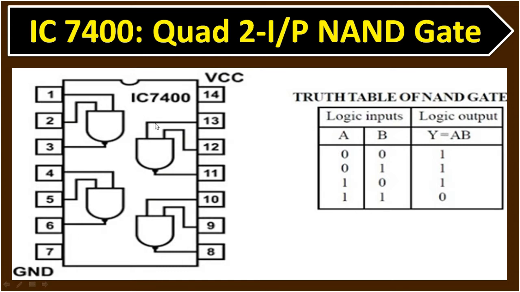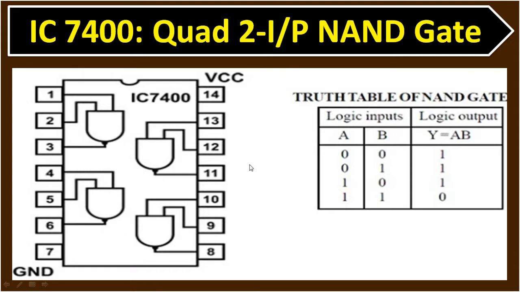You can see here all the NAND gates are facing towards the downward side. Pin number 1, 2 are the inputs of this first NAND gate and pin number 3 is the output. Similarly, pin number 4, 5 are the inputs and 6 is the output. Now pin number 8 is the output and 9, 10 are the inputs. Pin number 11 is the output and 12, 13 are the inputs.